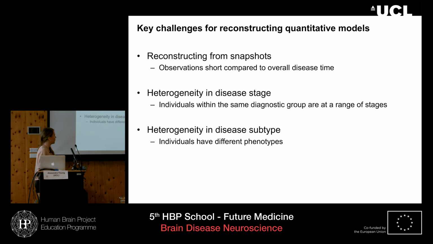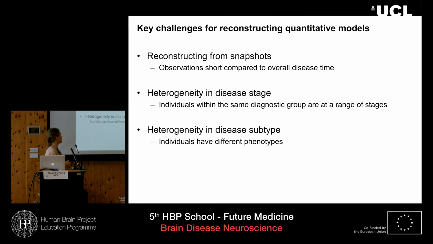The first is that often we have to reconstruct from snapshots. So, for example, in Alzheimer's disease, the progression occurs over, say, 20 years, decades. Often in observational studies, we only have a few years of data, so our observations are short with respect to the full disease time course.